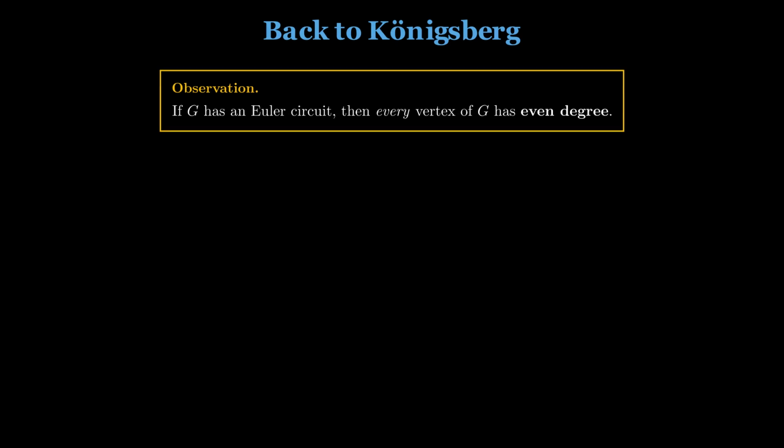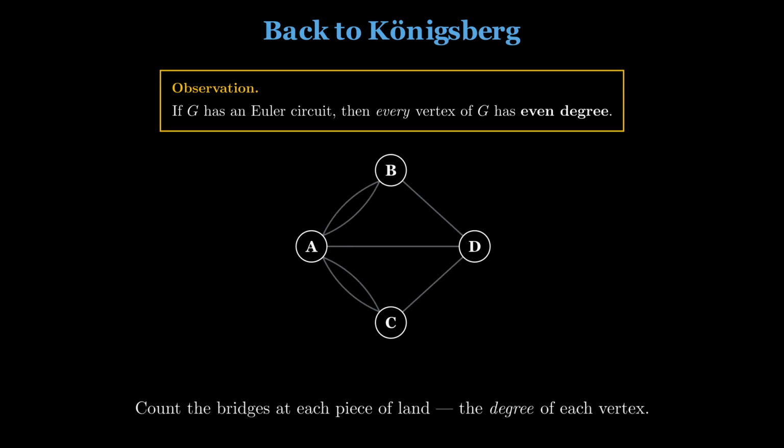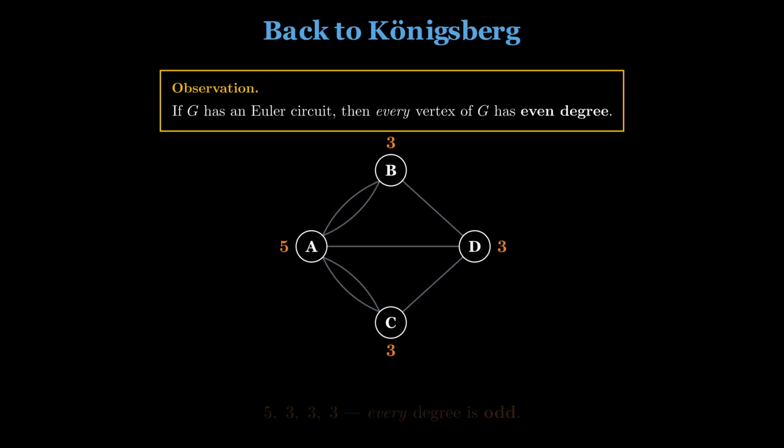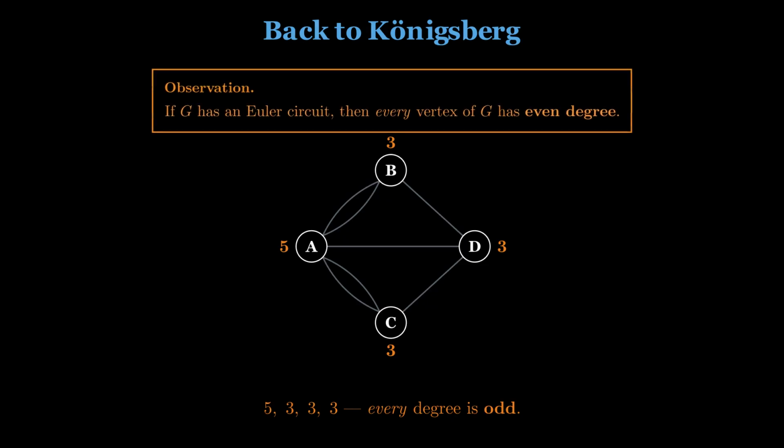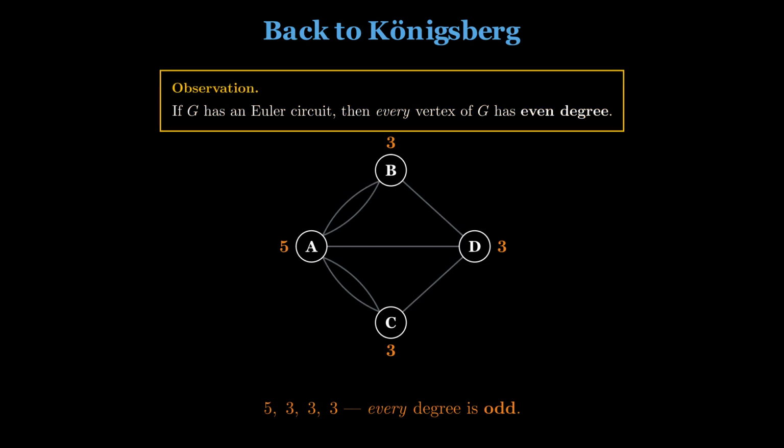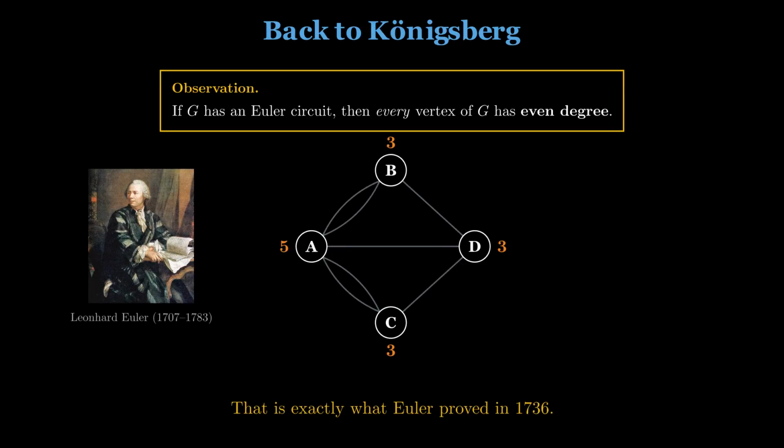Let us bring that condition back to Königsberg. Count the bridges at each piece of land. In graph language, the degree of each vertex. 5, 3, 3, 3. Every single degree is odd. The condition fails everywhere at once. So no Euler circuit exists. The Königsberg walk is impossible. And that is exactly what Euler proved back in 1736.